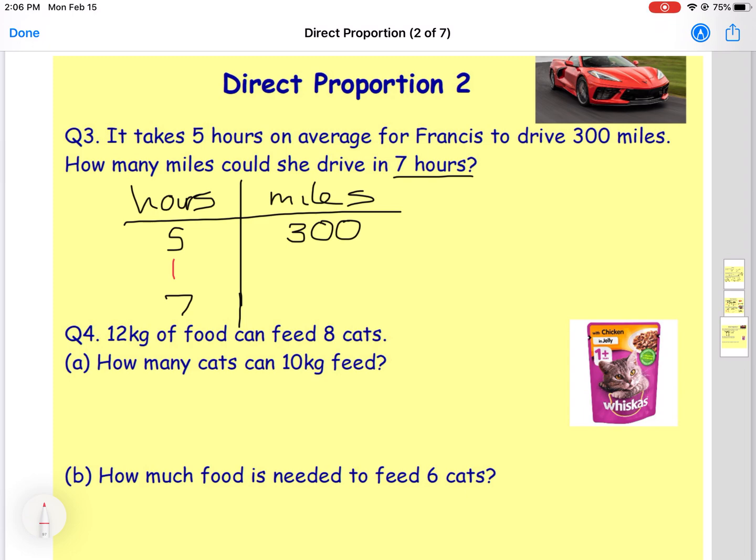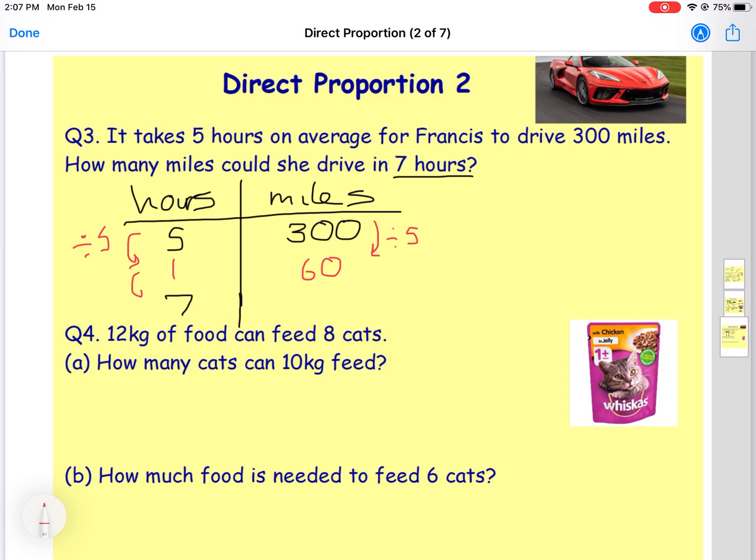Most of the time you'll make the middle value 1, because that's generally the easiest way. So I'm going to see, well, if it takes 5 hours to drive 300 miles, how many miles can we go in 1 hour? I'm using the intermediate, the middle step, on the side that I want to use to do my calculations. So 5 down to 1, divide by 5. Let's do the same to the other side. 300 divided by 5 will give us 60. So in 1 hour, Francis can travel 60 miles.